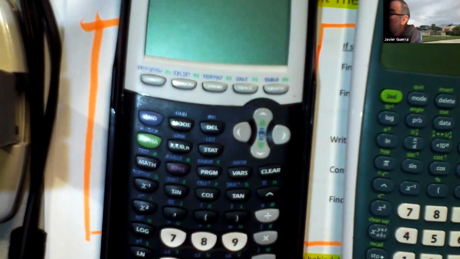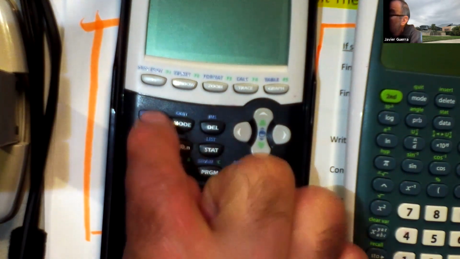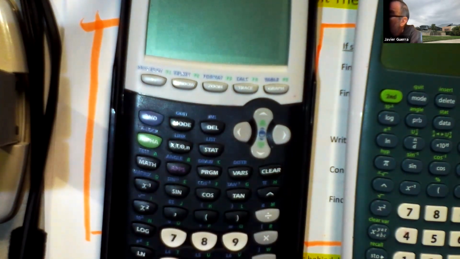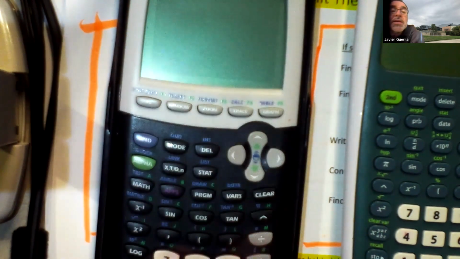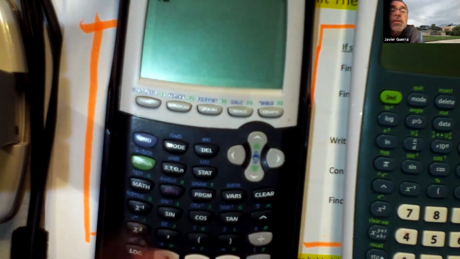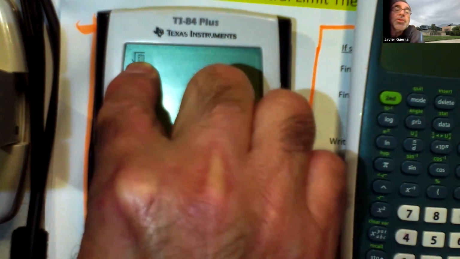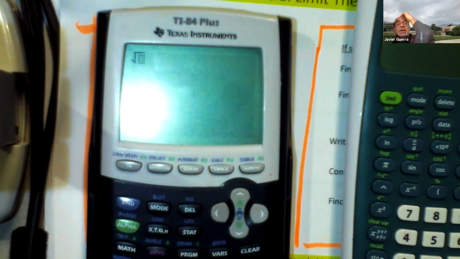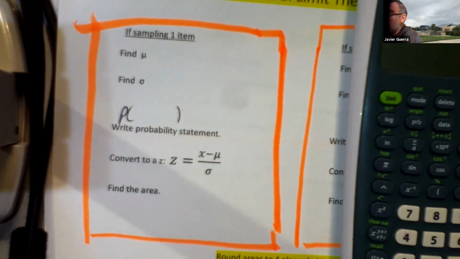On the graphing one, I believe I have to hit second, and right there, the x squared button. Second, x squared. And that should give you the square root. You don't want the cube root. You just want the square root. So that's what you want to find. That's the most important thing, or the difficult thing, about this section: finding the square root key.